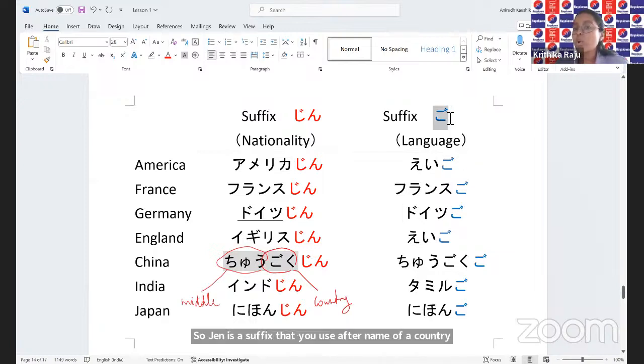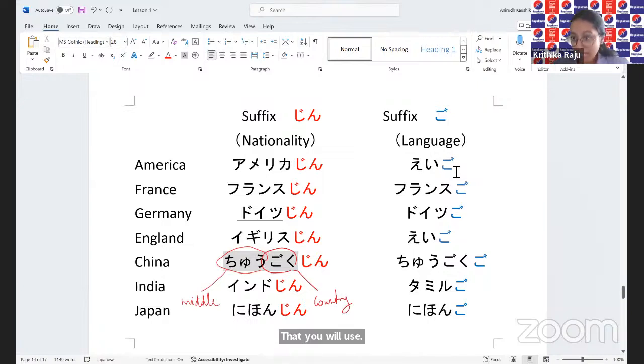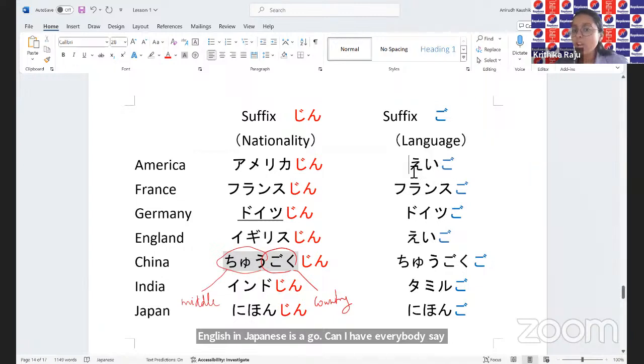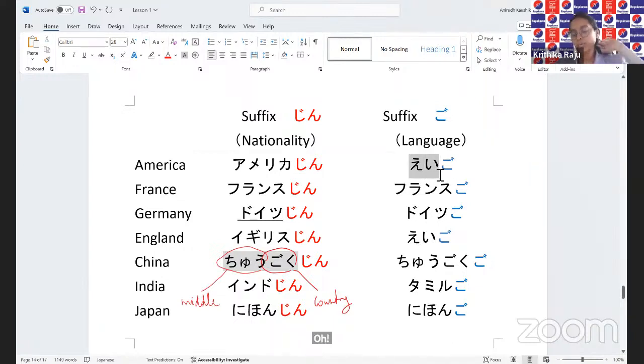You have another suffix, go, that you will use after the name of a country or a language to refer to the language spoken in that country. Okay. So America, what is the language spoken? English. English in Japanese is eigo. Can I have everybody say this, please? Eigo. A is elongated with the E. So it's eigo.